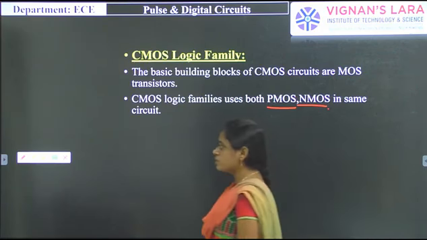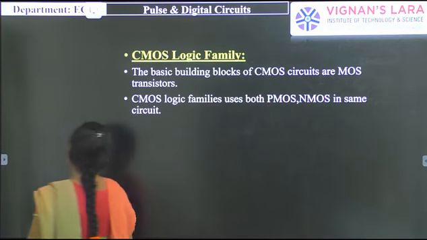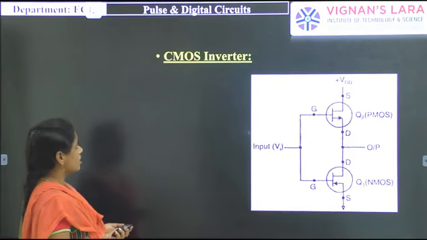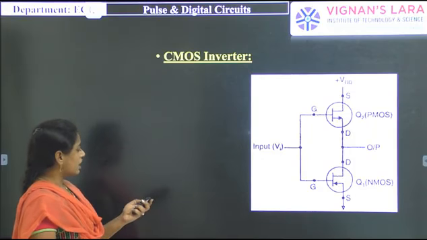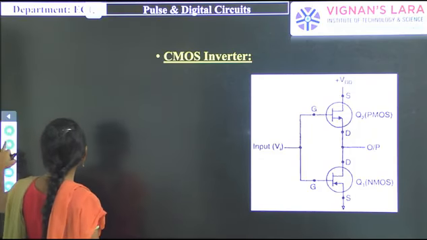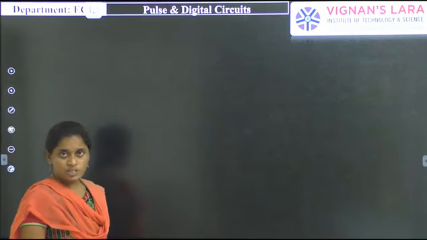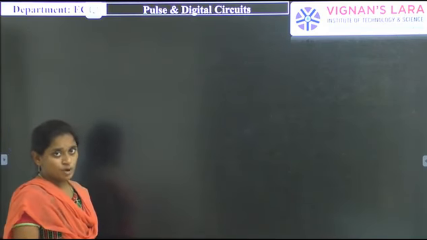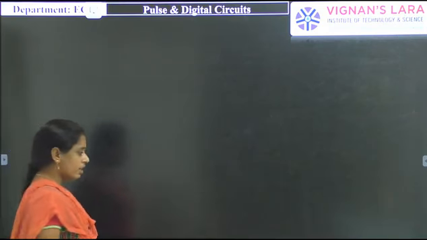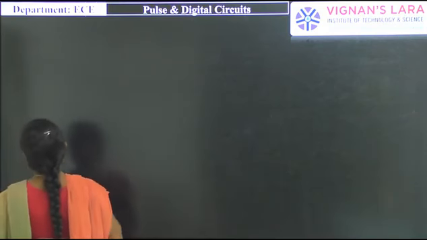So that is about the CMOS logic family. Before discussing the CMOS inverter, we have to discuss the NMOS. So what is the NMOS inverter? Next we go for the NMOS NAND gate and NMOS NOR gate. First one is the NMOS inverter.